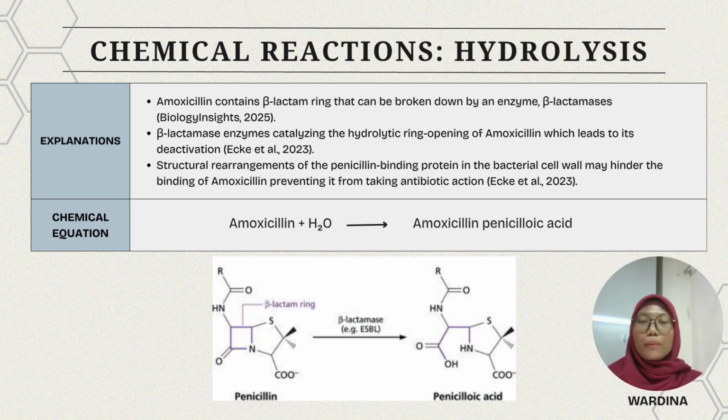Now, let's look at how amoxicillin reacts chemically, starting with hydrolysis. Amoxicillin contains a beta-lactam ring that can be broken down by an enzyme, which is beta-lactamase. Beta-lactamase enzymes catalyze the hydrolytic ring opening of amoxicillin, which leads to its deactivation. Structural rearrangements of the penicillin-binding protein in the bacterial cell wall may hinder the binding of amoxicillin, preventing it from taking antibiotic action. The hydrolysis reaction forms amoxicillin penicilloic acid as shown in the chemical equation.